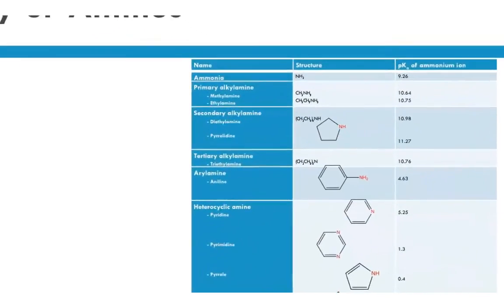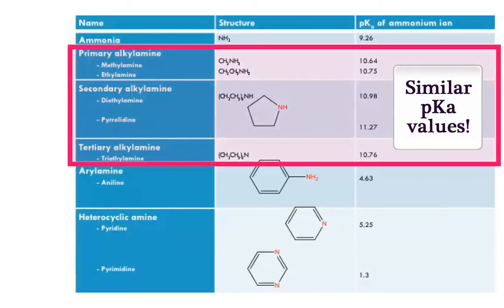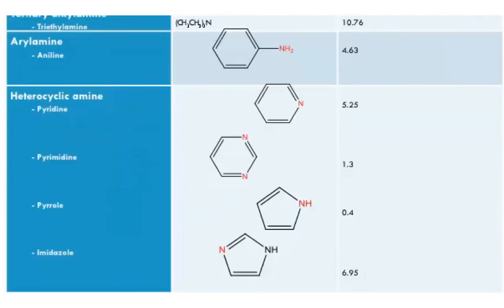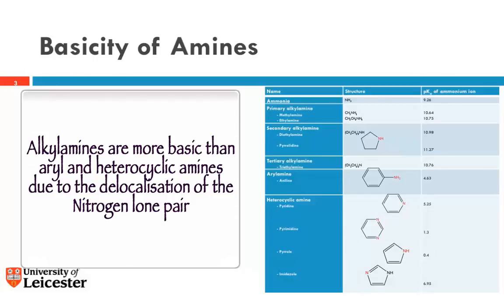The following table shows a range of amine basicities. As you can see, alkyl amines have a slight difference in their pK values, therefore they have similar base strengths. Whereas aryl amines and heterocyclic amines are less basic than alkyl amines. You can see this by comparing the pK values of the ammonium ions. The reason why aryl amines are less basic than alkyl amines is because of the delocalization of the nitrogen lone pair. In alkyl amines, the lone pair of electrons on the nitrogen atom is localized, making the molecule more basic.